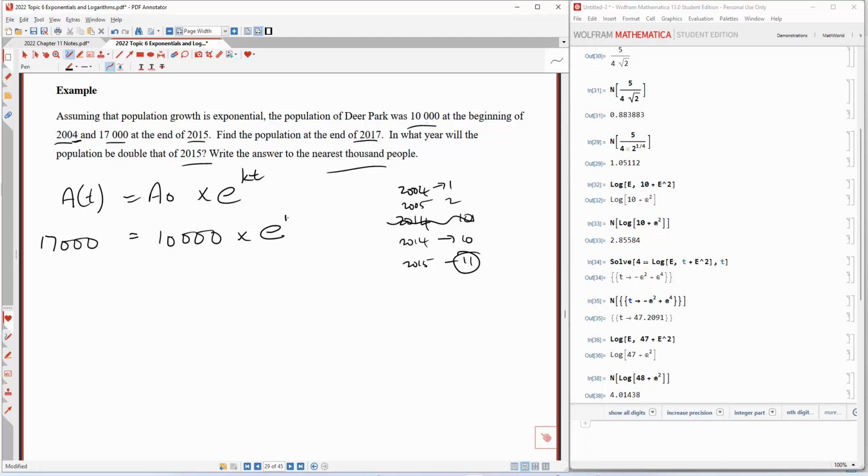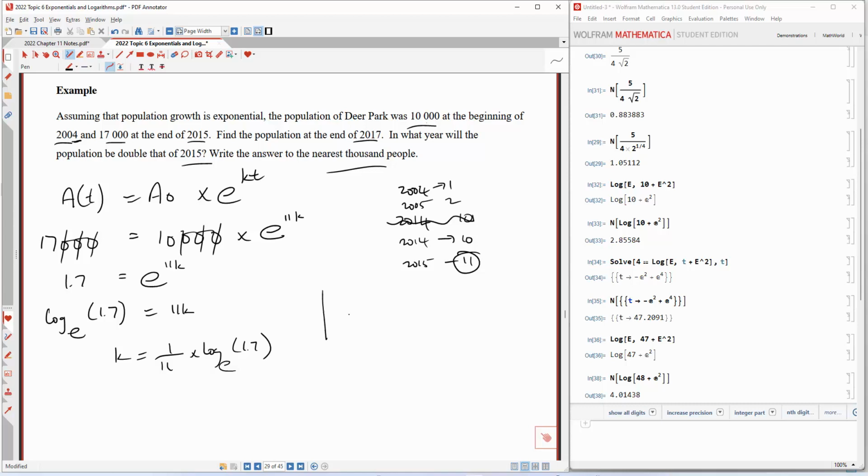So t is 11. As we've been doing, we'll find the k value first of all, by chopping off three zeros: 1.7 equals e to the 11k. In log form, log e 1.7 equals 11k. K equals 1/11 times log e 1.7. This value is positive, so we can tell that it is growth, which is what's happening.